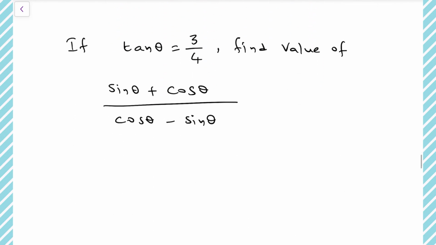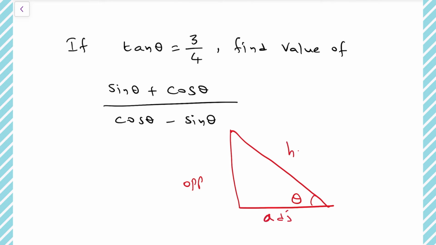Next question. If tan theta equals 3 by 4, then find the value of sin theta plus cos theta, whole divided by cos theta minus sin theta. Immediately draw a right angle triangle. I am taking this as theta. Then this will become opposite and this will become adjacent. This becomes hypotenuse. He gave the tan theta value. So tan theta is nothing but opposite divided by adjacent. So here opposite is given as 3 units and adjacent is given as 4 units.